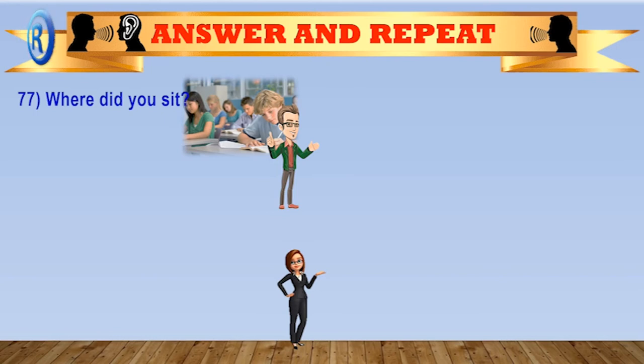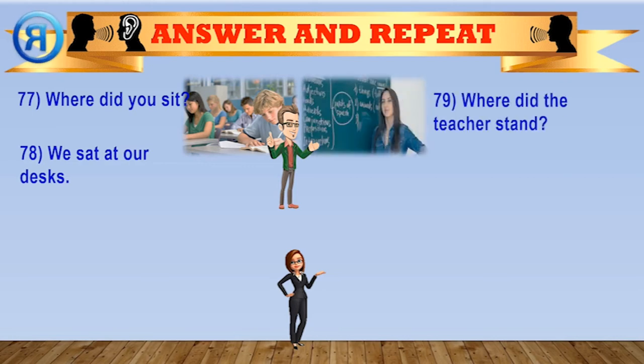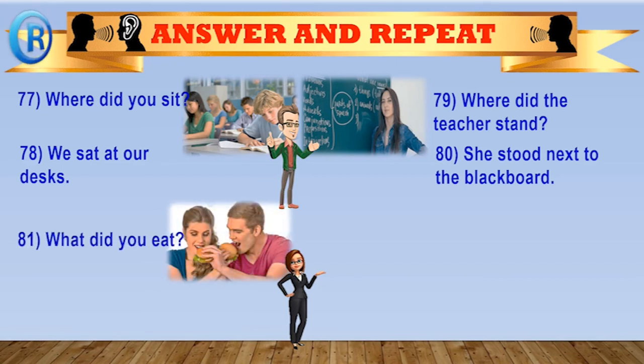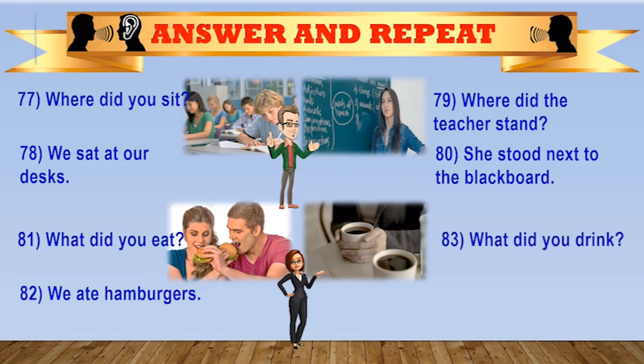77. Where did you sit? 78. We sat at our desks. 79. Where did the teacher stand? 80. She stood next to the blackboard. 81. What did you eat? 82. We ate hamburgers. 83. What did you drink? 84. We drank coffee.